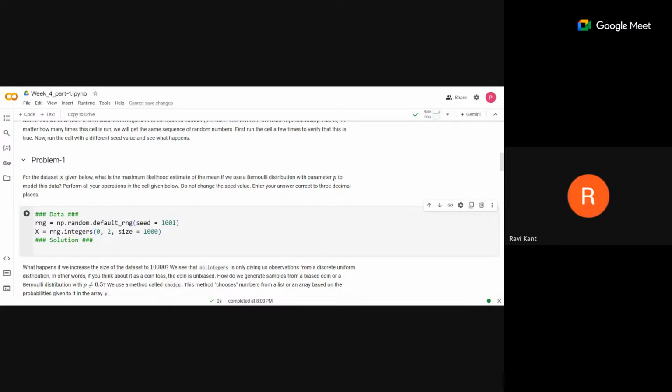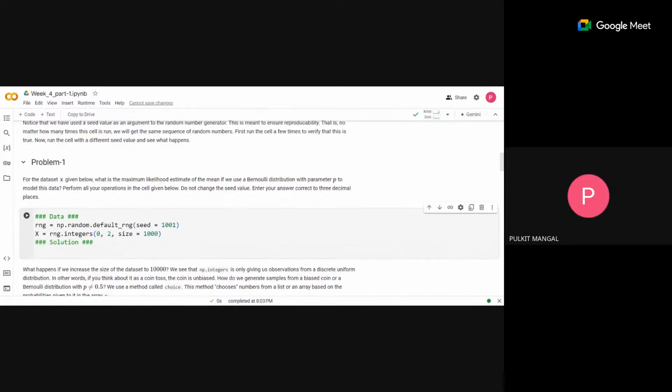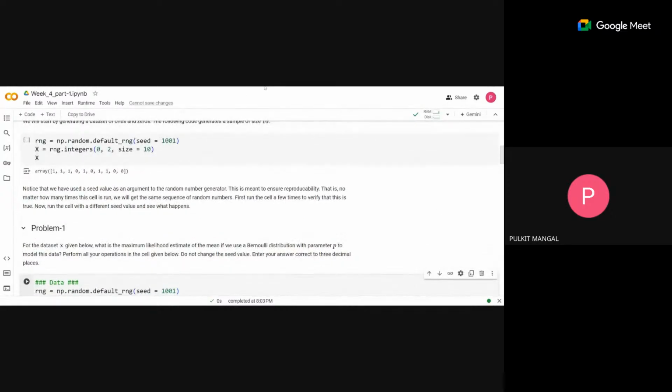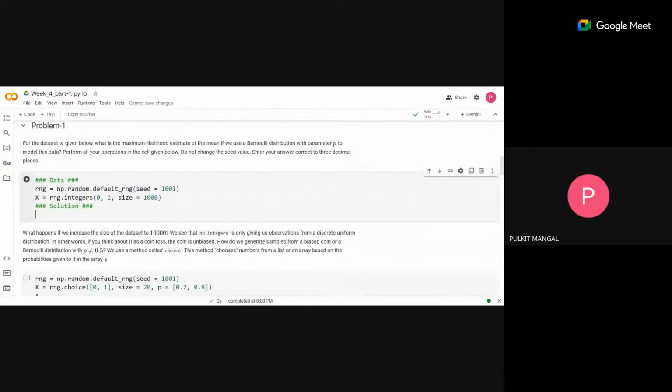Sample mean, right? So this is the sample data that we got, and all we need to do is find the mean. Just go back to the previous code cell. When you sample only 10 data points, it gives you a NumPy array. Here also you will get a NumPy array of 1000.